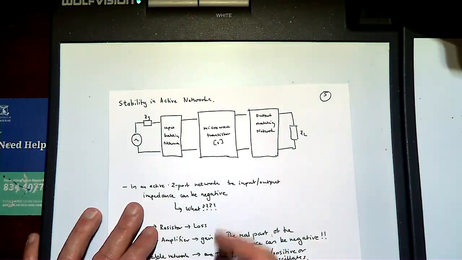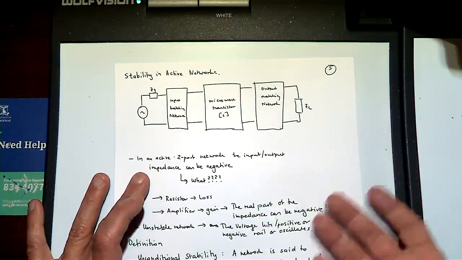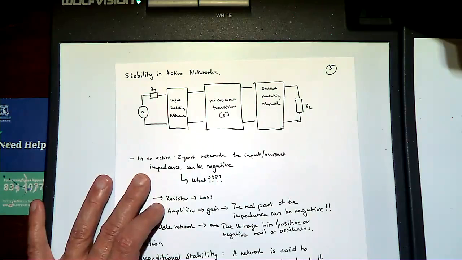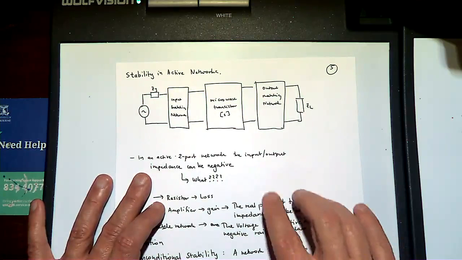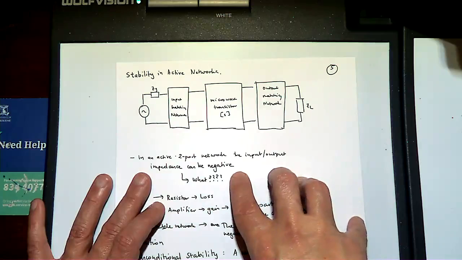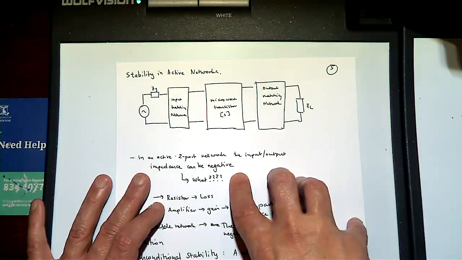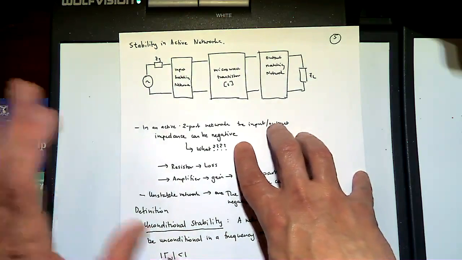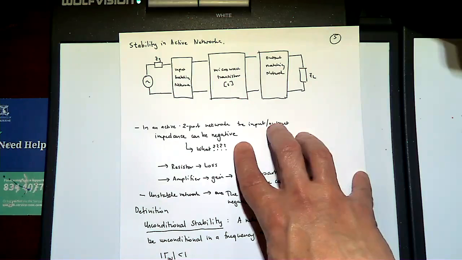I won't give you the answer, but if you look at the notes, it becomes obvious why I'm saying it, but nonetheless, I want you to think about it. Can an impedance ever be negative? Can the real part of an impedance ever be negative? Right? Yes or no? Yes. Yes, perfect. Now think about it. Why?